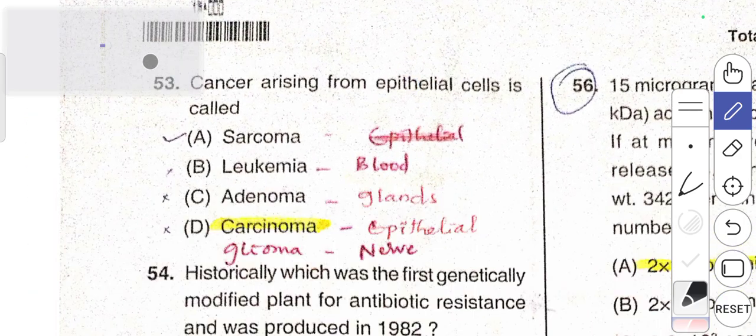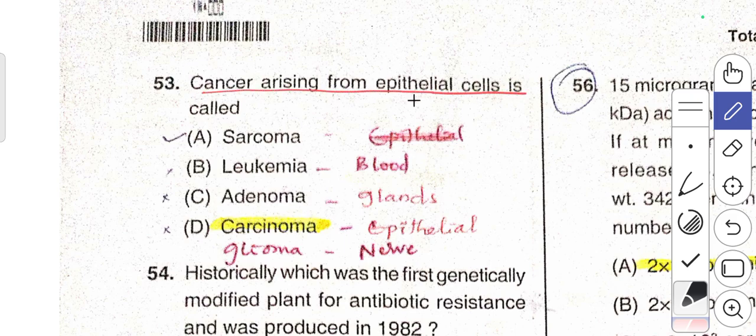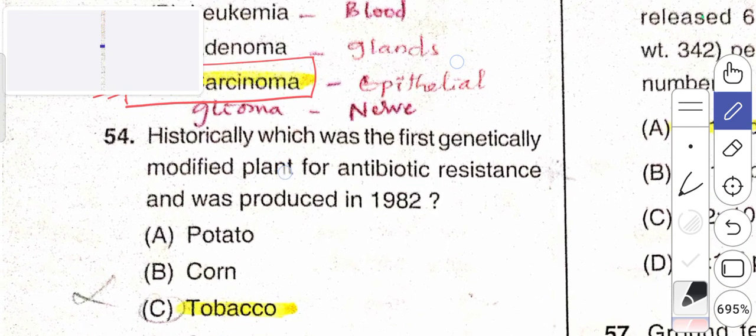Then 53: cancer arising from epithelial cells is usually called carcinoma. Sarcoma is different; leukemia and adenoma are some of the other cancers. Glioma means a nerve cancer, adenoma is of glands, leukemia is blood cancer. So D is the right answer, where cancer arising from epithelial cells is called carcinoma.